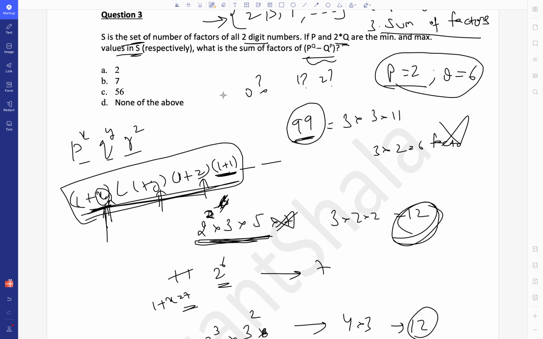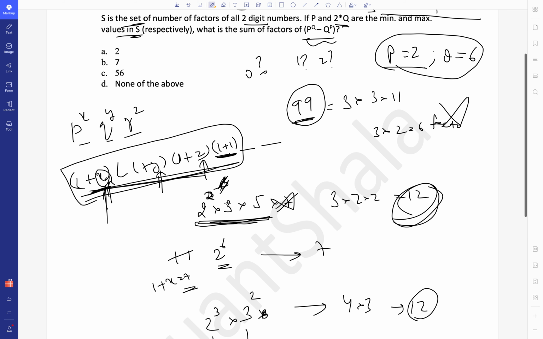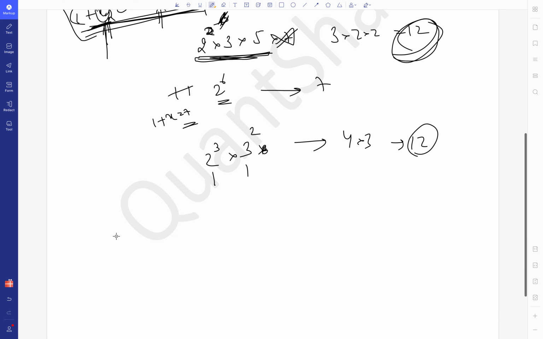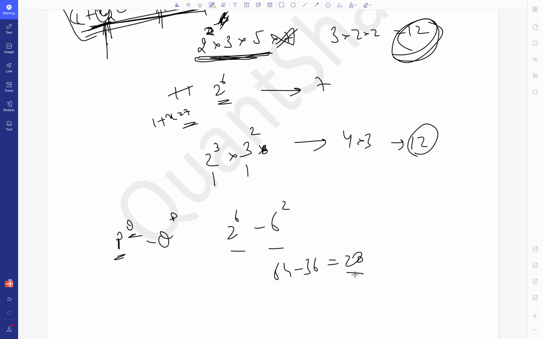Now calculating P raised to power Q minus Q raised to power P. Let me scroll down here. P is 2, Q is 6. 2 raised to power 6 minus 6 raised to power 2. 64 minus 36. 28. You should know how to do fast calculations, because that helps you greatly in the exam.